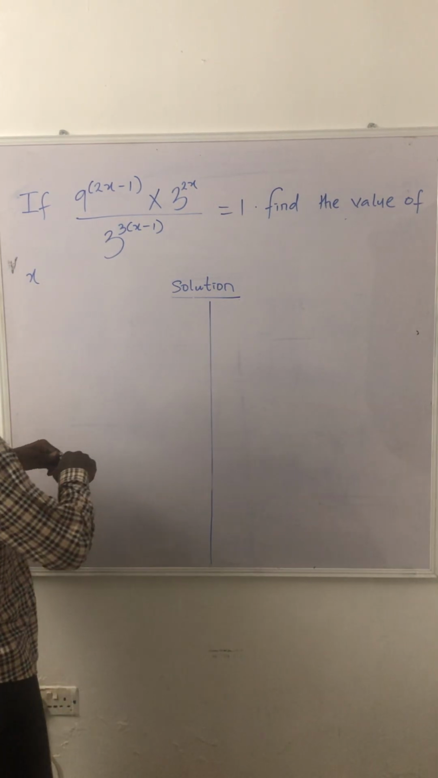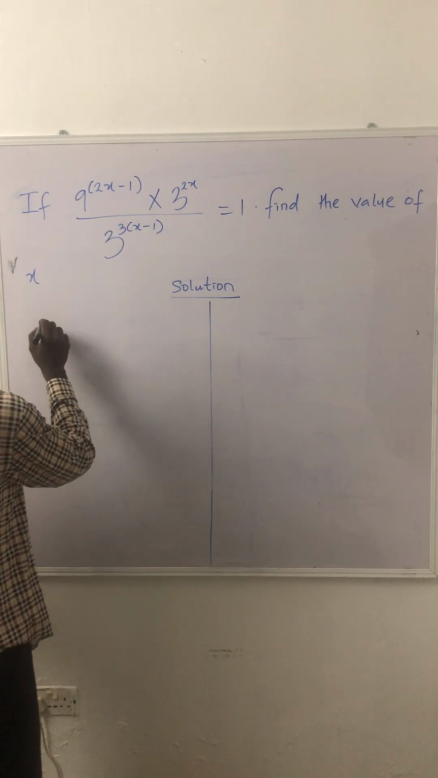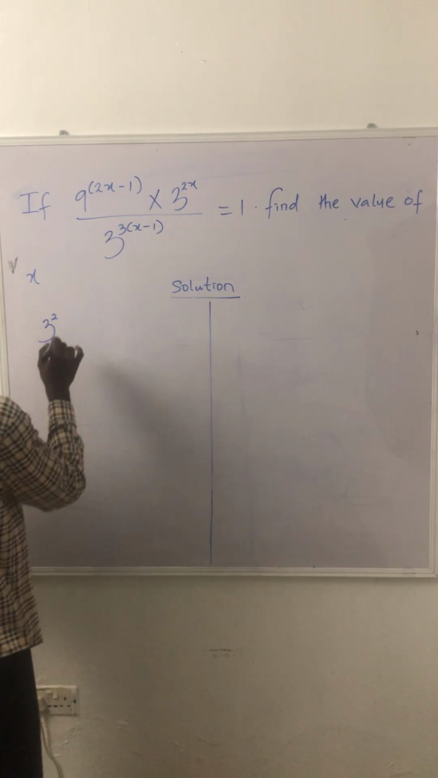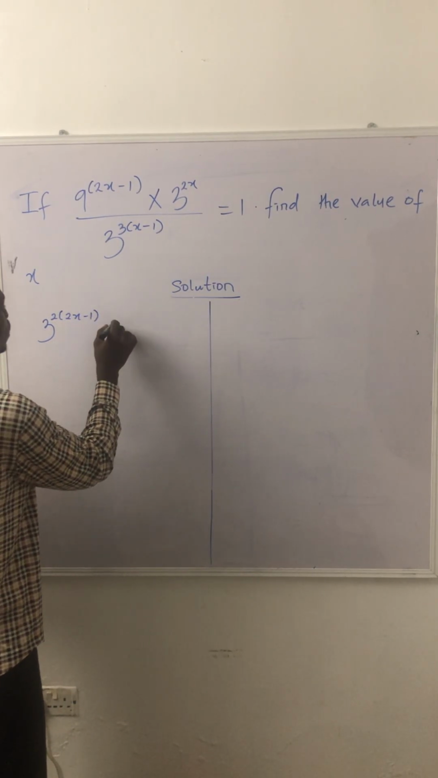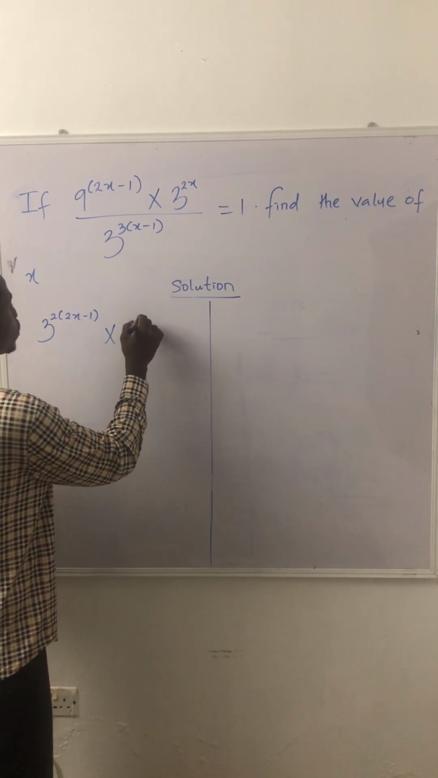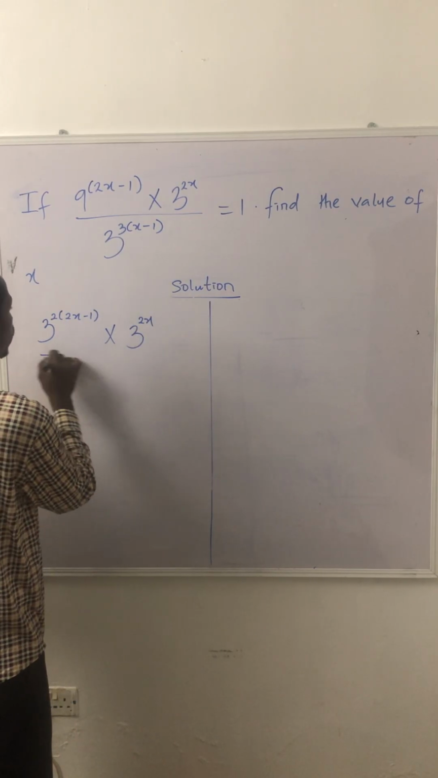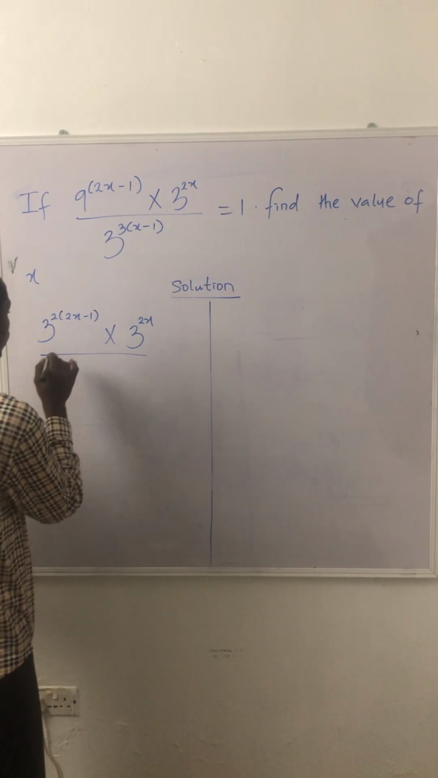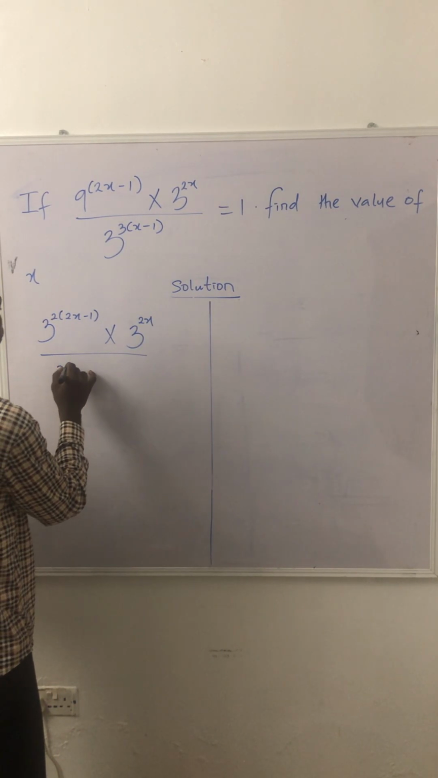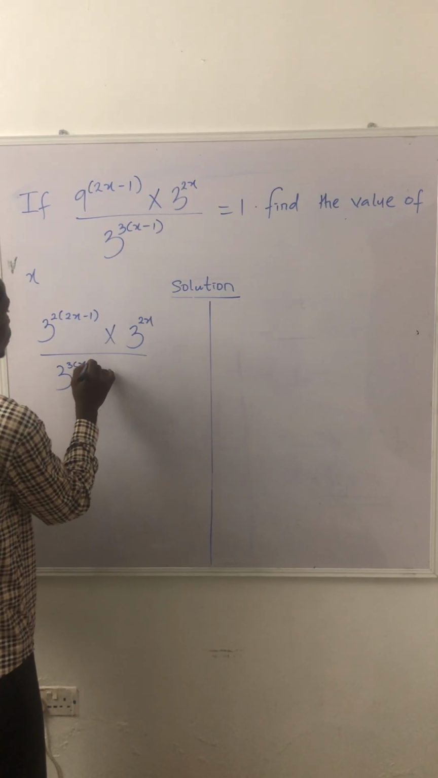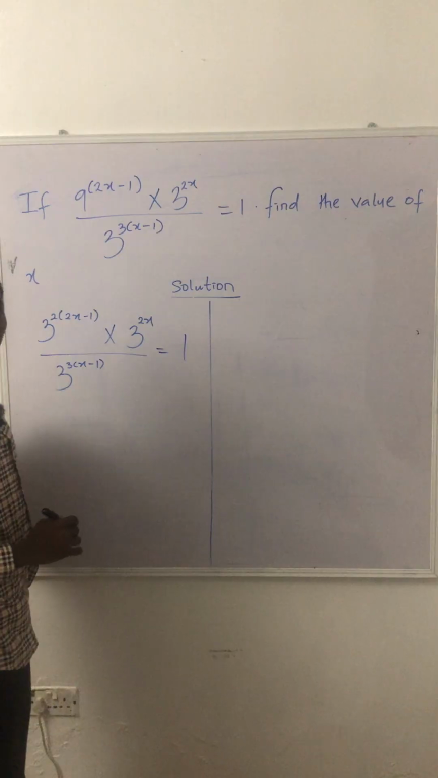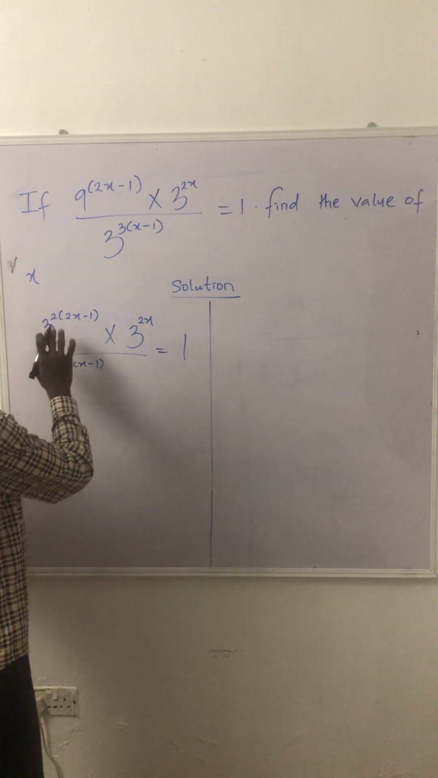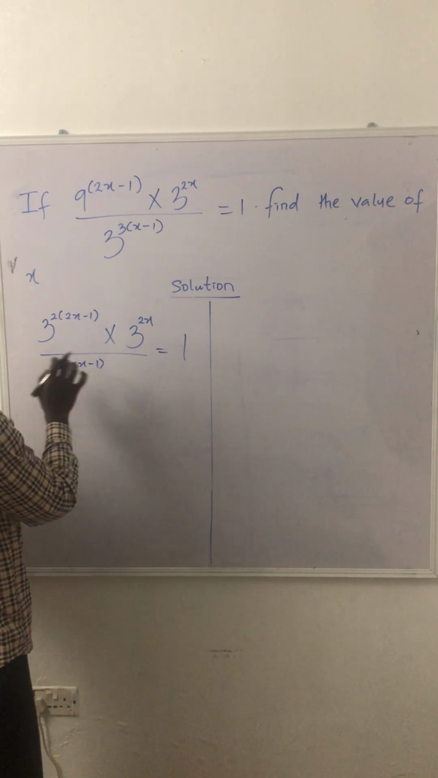So let's do that. What is going to give us 9? We are going to have 3 raised to the power 2 will give us 9. Then open bracket 2x minus 1 times 3 raised to the power 2x over 3 raised to the power 3 open brackets x minus 1 equals 1. Then what are we going to do next? Let's open each of those brackets.